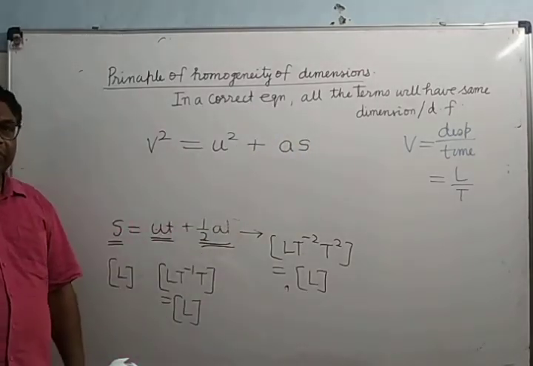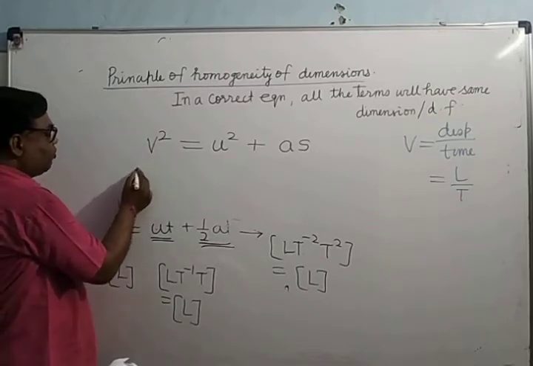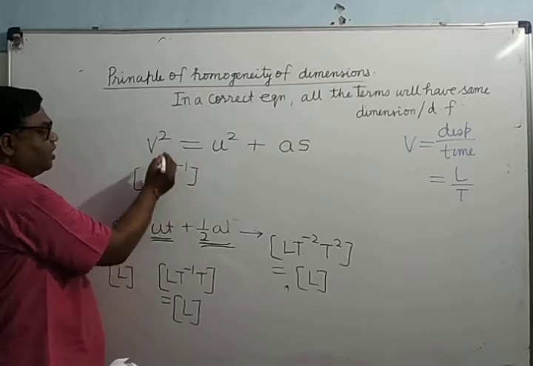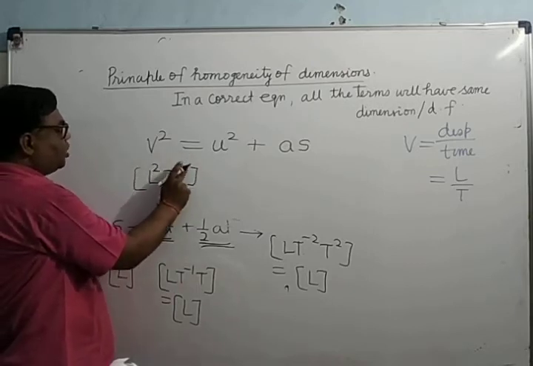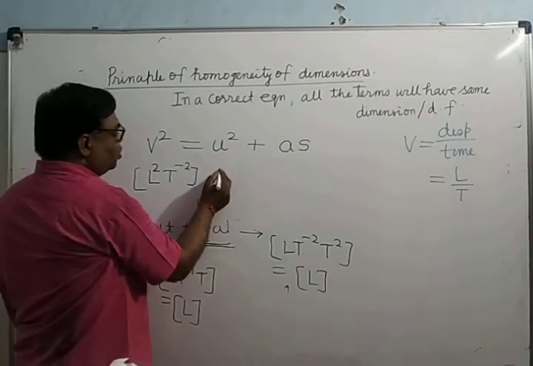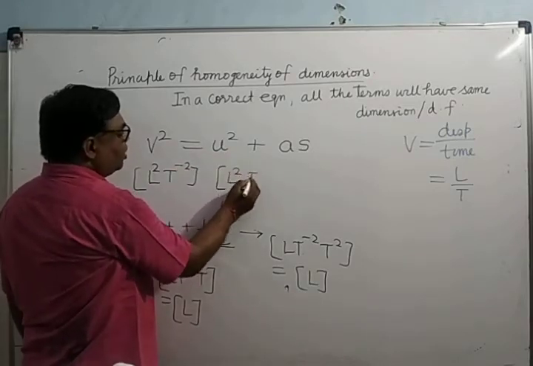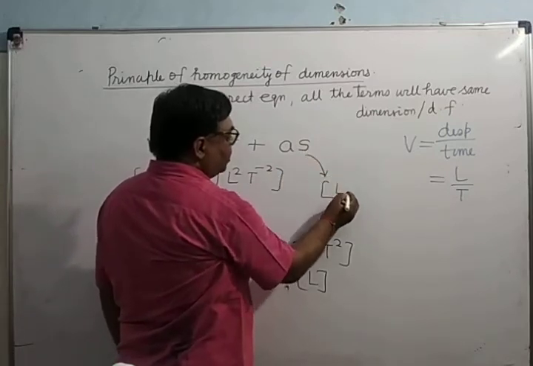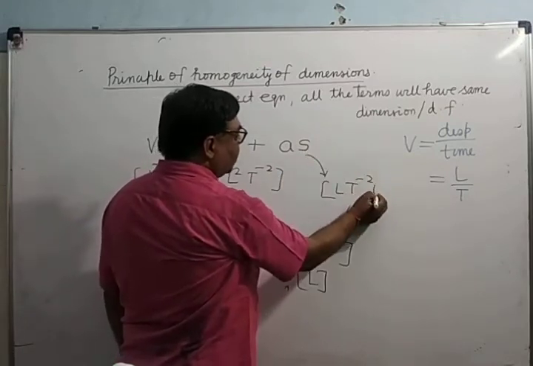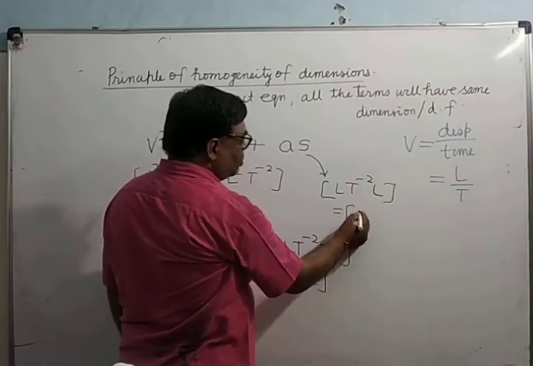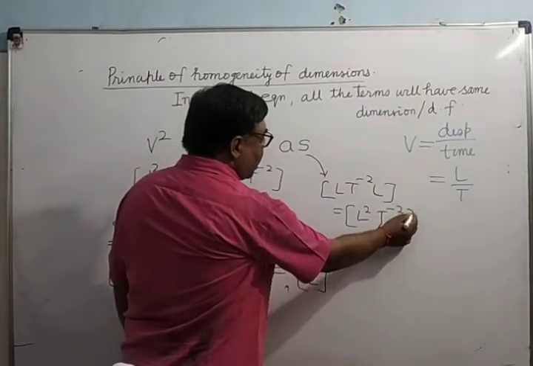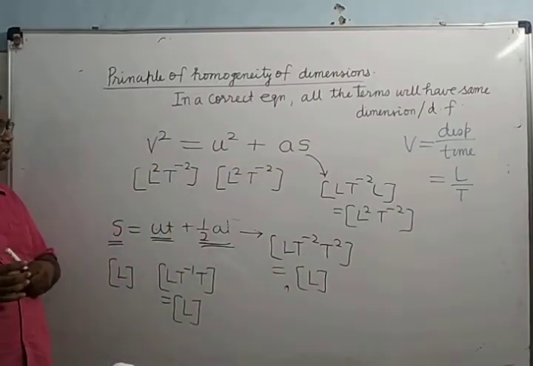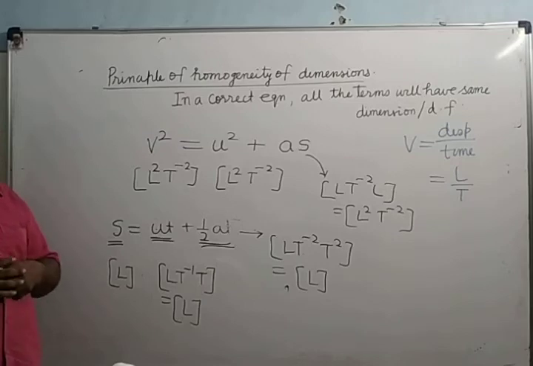We know where the error is. But if you see the dimension: v square, velocity square, velocity is LT minus 1, it is squared, so it will be L2 T minus 2. u square is also a velocity square, L2 T minus 2. Here a is LT minus 2, s is L, so it is L2 T minus 2. All the terms have the same dimension, but it is not a correct equation.